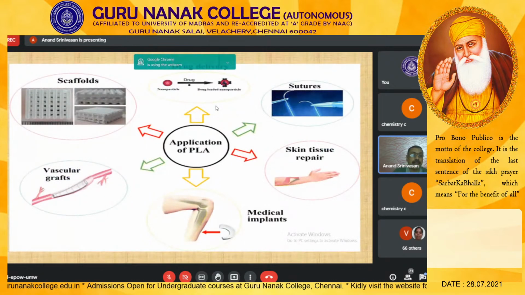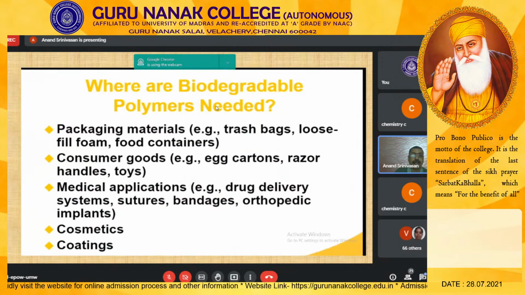As I told you, they can be made in the form of scaffolds. They are used for drug delivery. They are used for sutures and vascular grafts, skin tissue repair, and medical implants as well. So these are the various applications of polylactic acid. So where are biodegradable polymers needed?